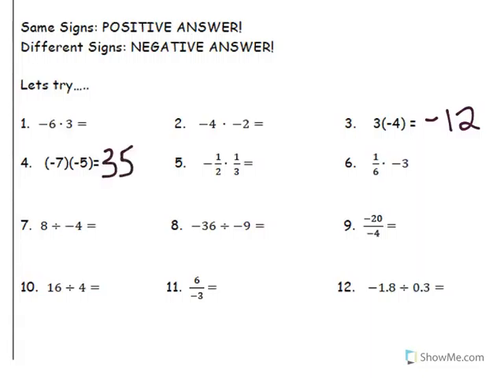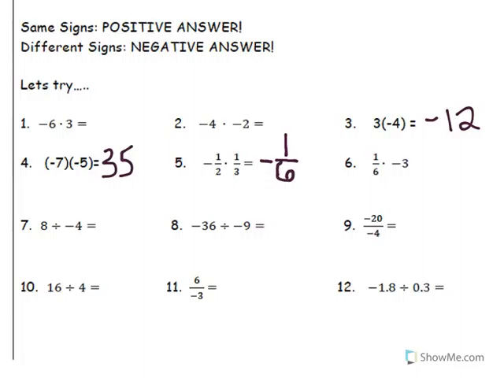35. Number 5, we've got a fraction. Okay, so it's a negative times a positive. Negative 1/2 times positive 1/3. Negative times a positive is going to be a negative answer. Now we just need to do the math. A little refresher on fractions. You multiply straight across. So on the numerator, 1 times 1. The denominator, 2 times 3. Negative 1/6 is your answer.